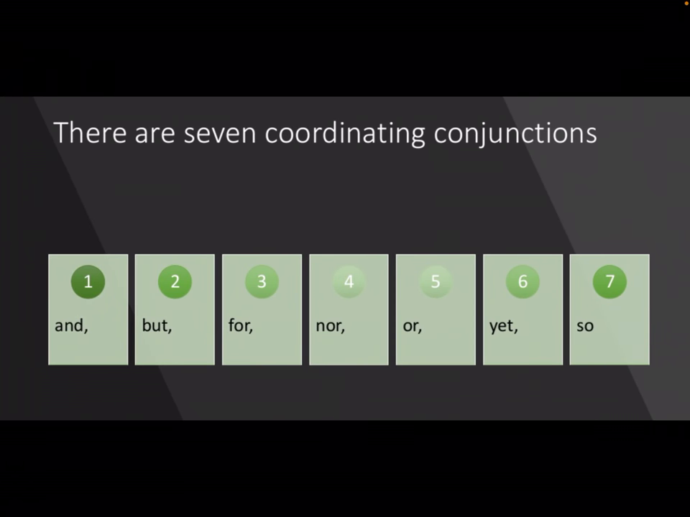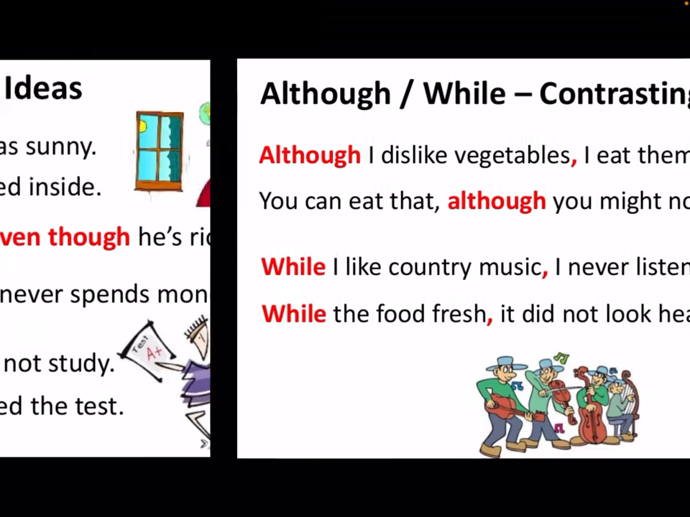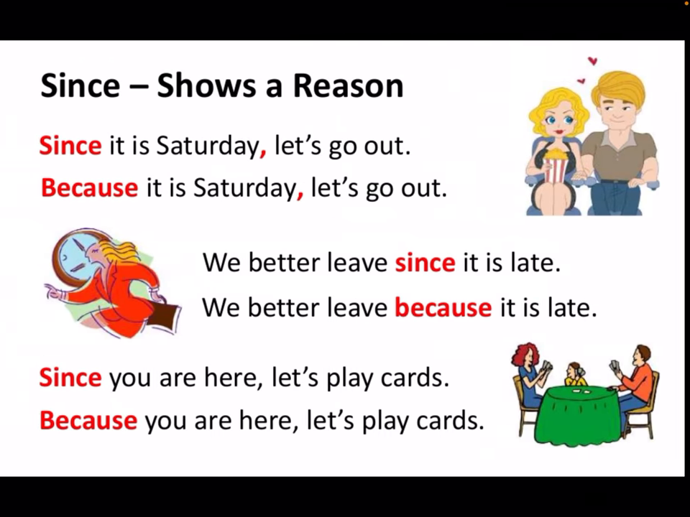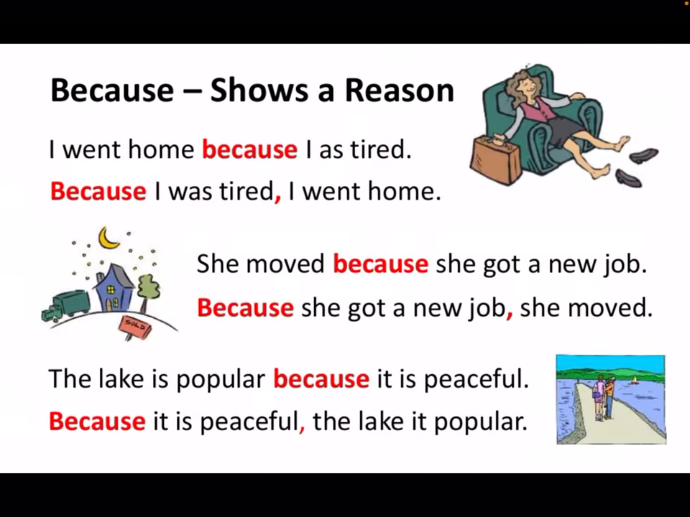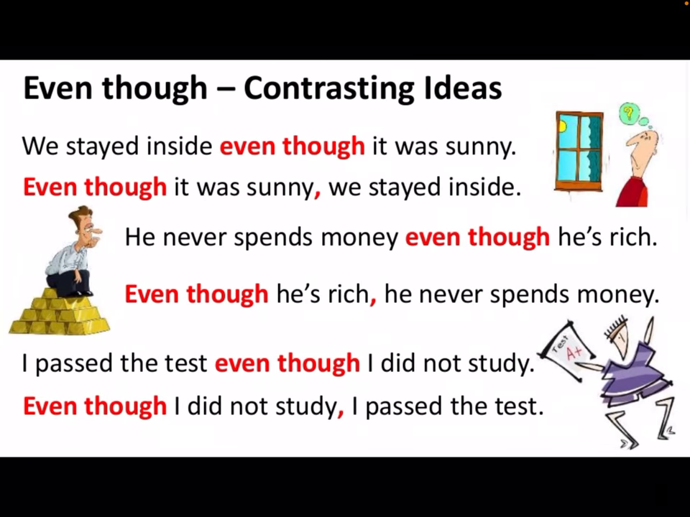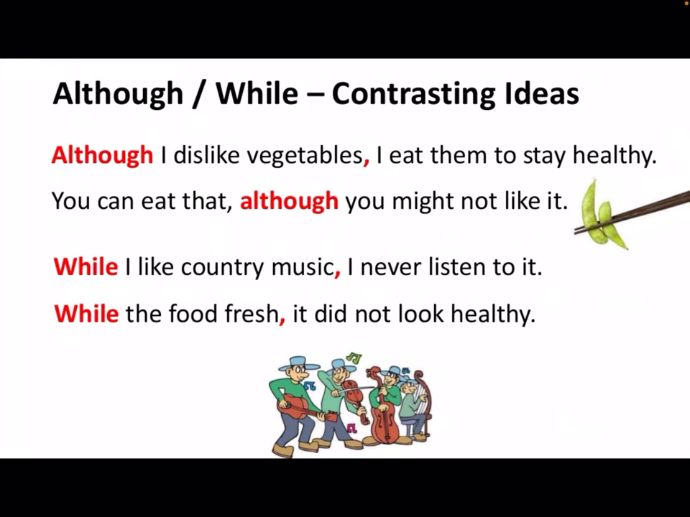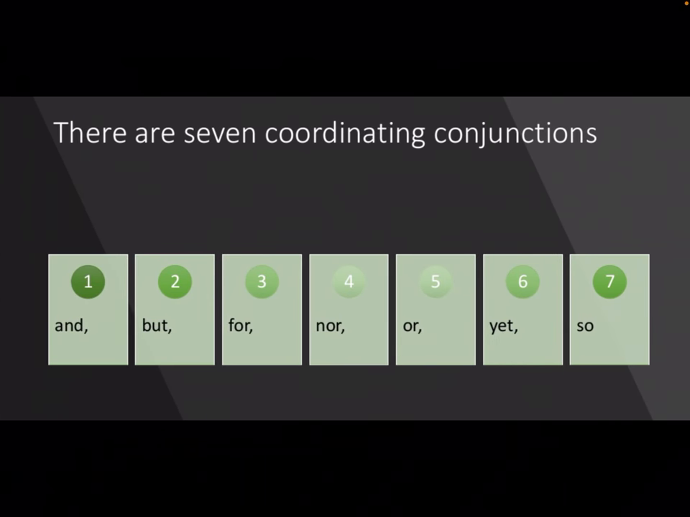Now we have 7 coordinating conjunctions. Just don't worry about coordinating, subordinating. Just know when to use all of these conjunctions. When to use although, while, when to use even though, when to use since, when to use because. So all we really need to know is when to use them. In reality, you're not going to say, okay, now I'm going to be using contrasting and but. No, you just need to know when to use all of these.